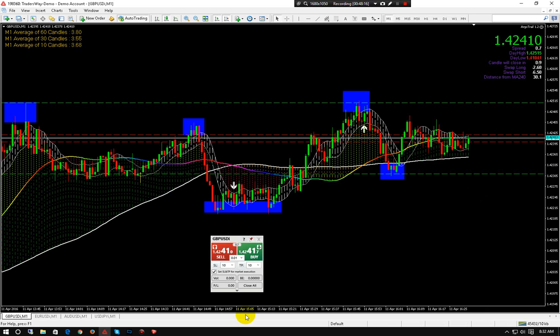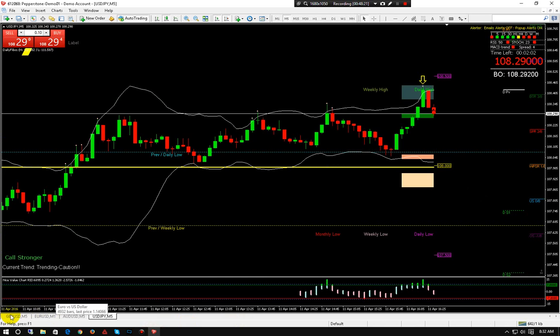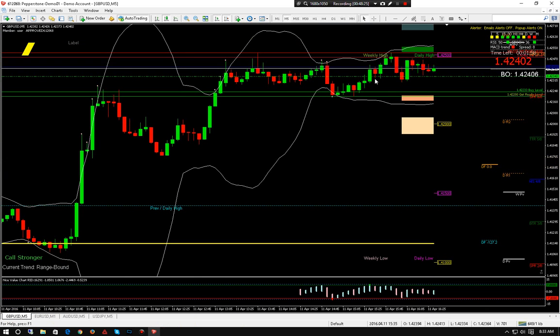Alright, so cable, ranging. Let's take a look over here on cable then. Does it agree with us on the 5 minute? It's a tight range on the 5 minute. I mean a tight range. But we know that we shouldn't be 1 minute trading it, so we might as well be 5 minute watching it.